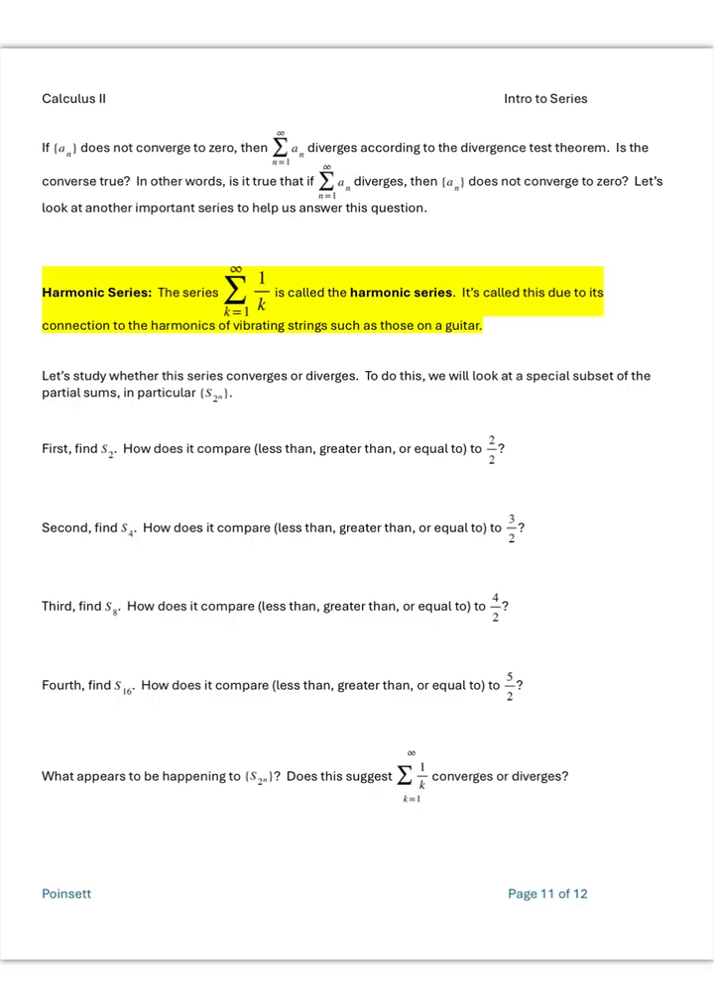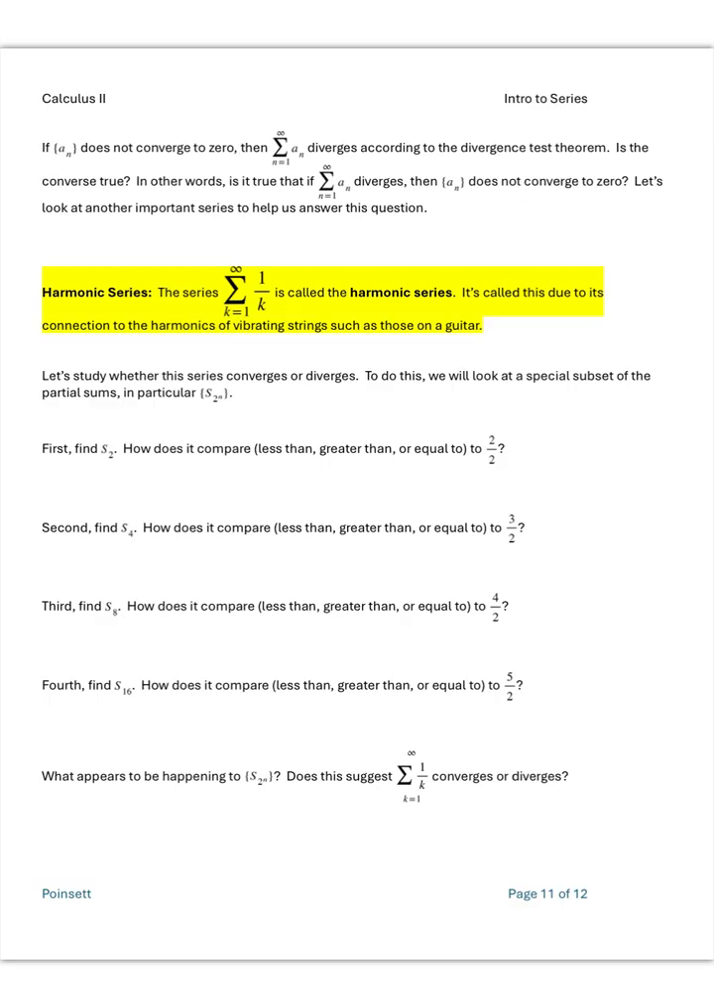And the reason it's called that is because it's connected to the harmonics of vibrating strings, such as those on a guitar. What we're going to do here is study whether this series converges or diverges, and we're going to take a special approach to this specific one. We're not going to look at all the partial sums. We're going to specifically look at the partial sums of this particular form. 2 to the n, of course, represents the powers of 2. So we're going to look at s sub 2, s sub 4, s sub 8, s sub 16. Again, 2, 4, 8, and 16 are all powers of 2. And then we're going to see if we can generalize a pattern from there.